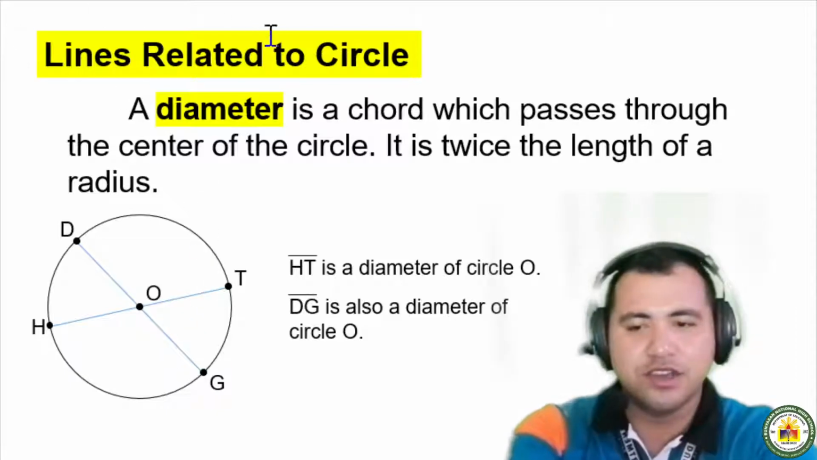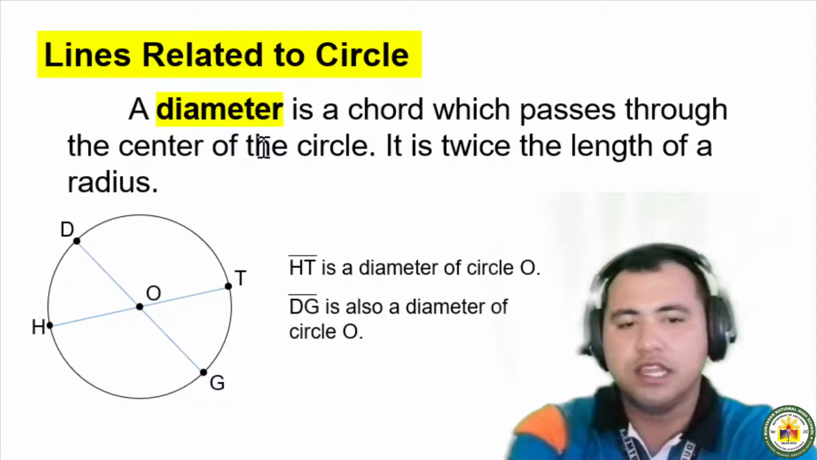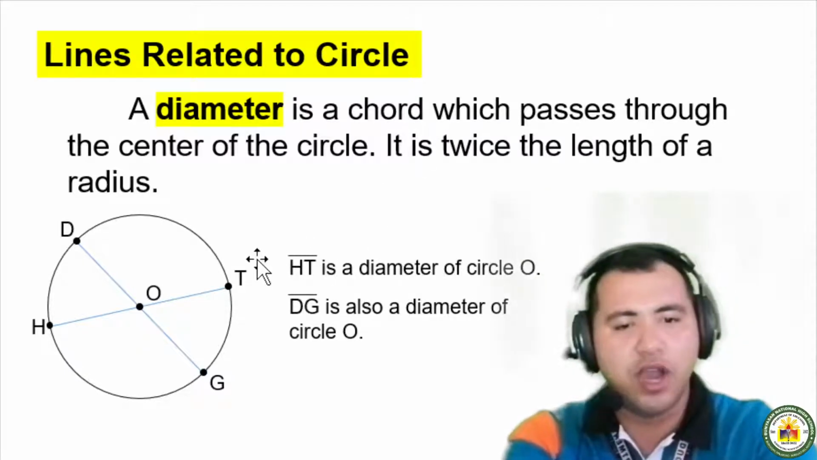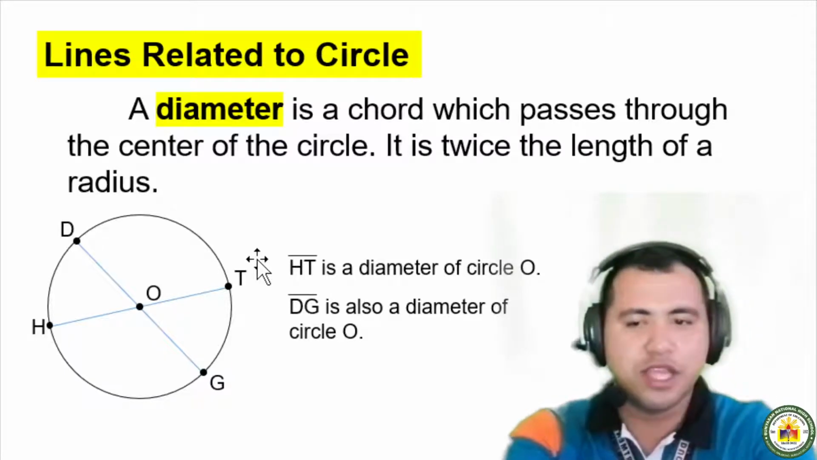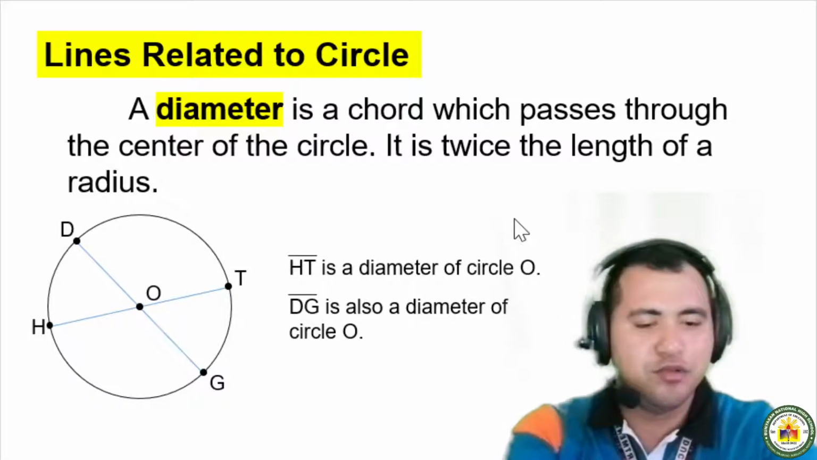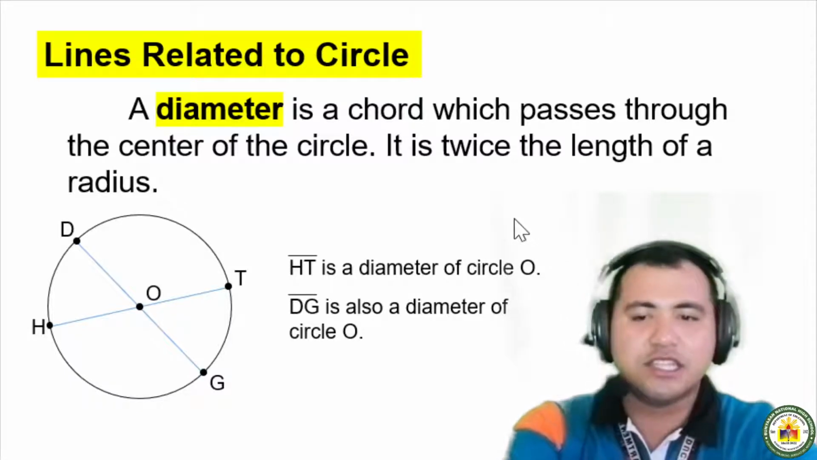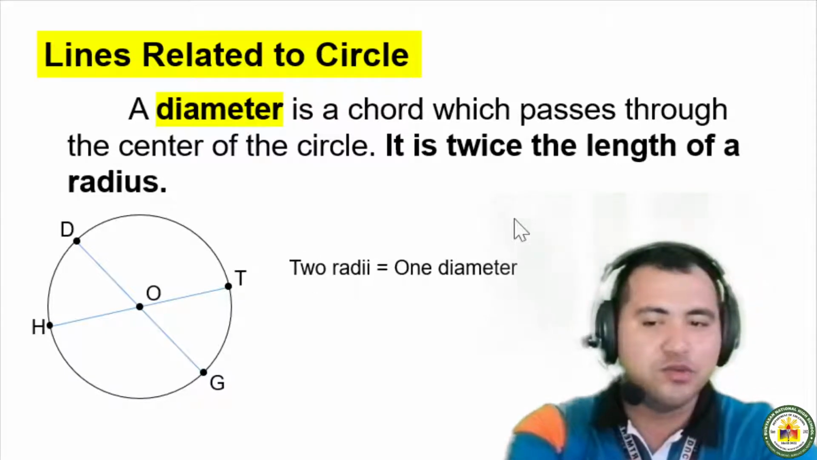By the definition, a diameter is a chord. So automatically every diameter is a chord. But a chord is not necessarily a diameter. Not all chords are diameters, because not all of them pass through the middle. Only those that pass through the middle. So passing through the middle is important. When it comes to its measurement or its length, it is twice the length of a radius.